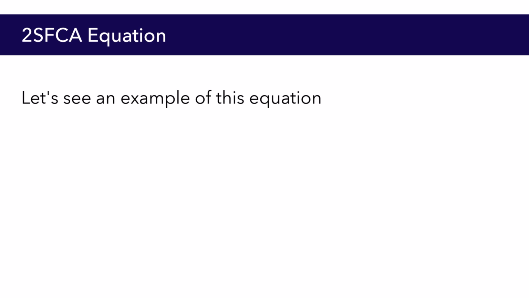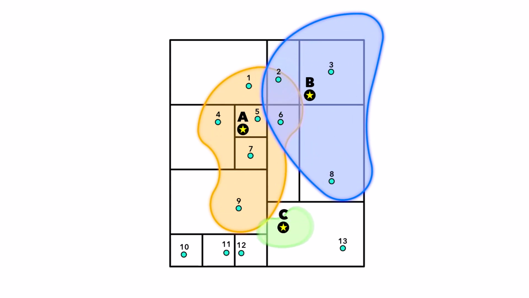Let's look at the equation we're going to use to calculate the two-step floating catchment area method and a hypothetical region to understand how this method works. First, let's imagine we're looking at a small town that is made up of 13 different neighborhoods. Each of these neighborhoods has a set of residents living within them that we can represent with a population-weighted centroid. Within this town, there are also 3 different healthcare facilities, represented by the 3 stars, A, B, and C. Finally, those facilities also have catchment areas around them that they service.